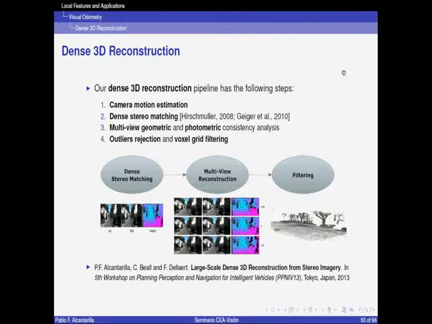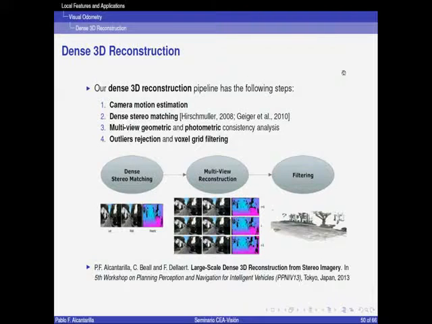So it has several steps. The first one is that you need to know the camera motion. Then the second step is to perform dense stereo matching between 2 stereo frames, and there are several dense stereo matching algorithms to get very nice disparity maps. And then once you have the camera motion and the dense disparity maps for a set of stereo frames, you can perform a multi-view geometric and photometric consistency analysis in order to reconstruct points between different views that will be added into the dense 3D reconstruction.